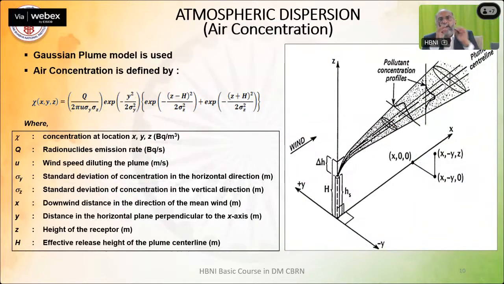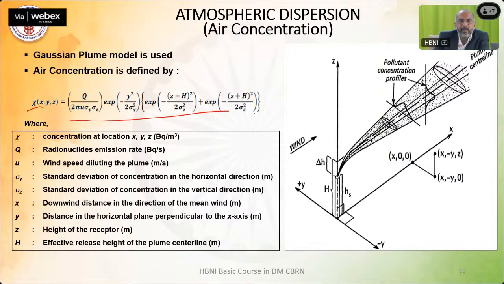So in an atmospheric dispersion, first what we do is calculate the air concentration, that is, the pollutant concentration profiles: how much pollutant is actually in the air. So the air concentration you actually have to estimate. We generally use a model called the Gaussian plume model for estimating this.